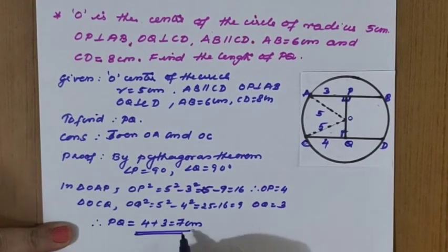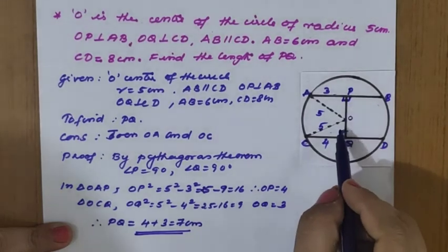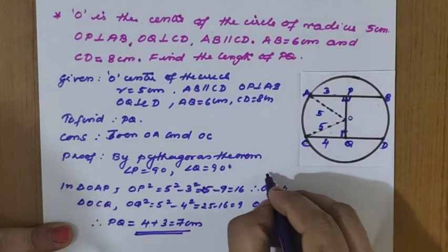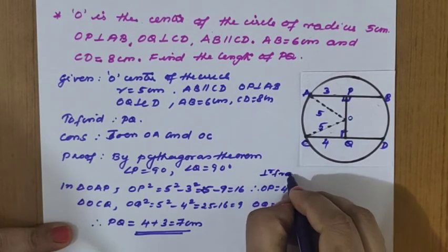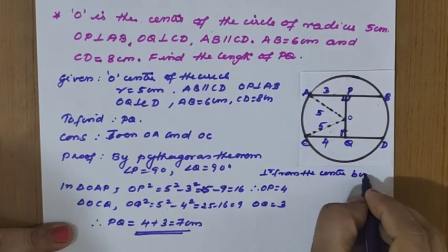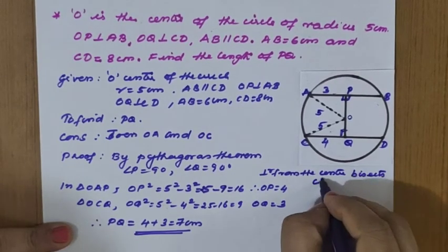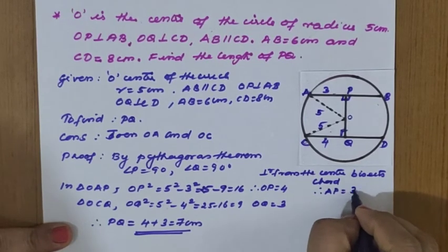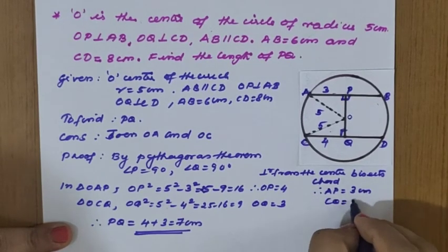One point we missed, which is that the perpendicular from the center of the chord bisects the chord, that we should write. So I'll add here only, perpendicular from the center bisects the chord. Therefore, AP equal to 3 cm, CQ equal to 4 cm.